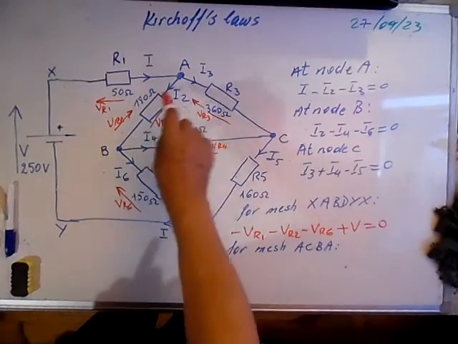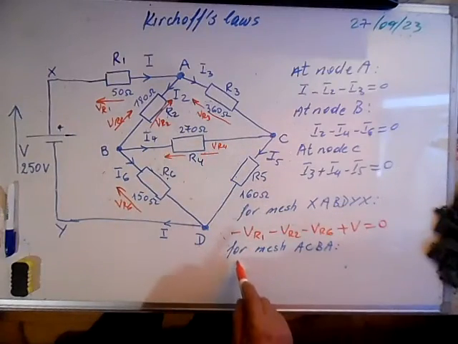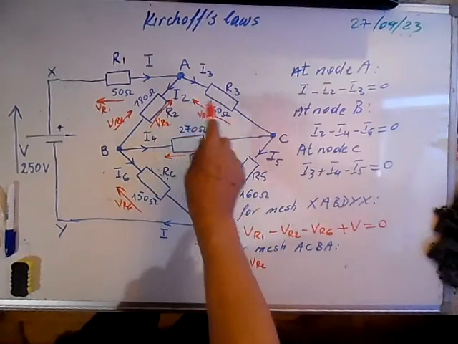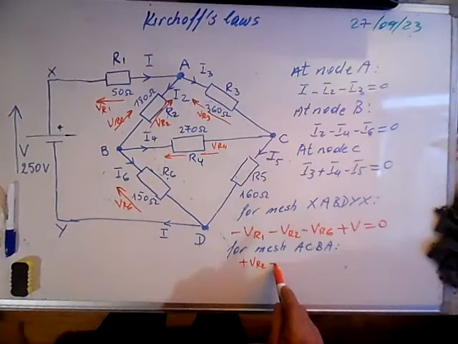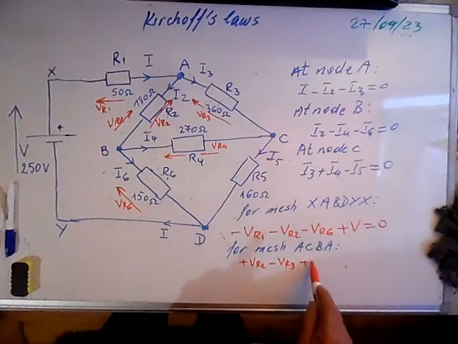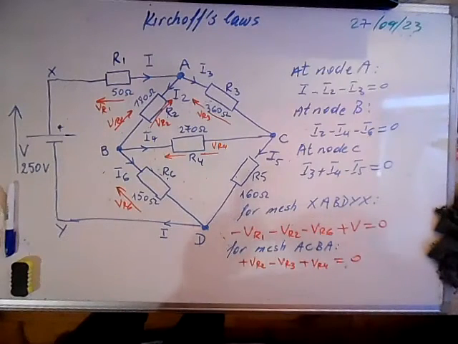So if we go clockwise, this will be plus VR2. Here we're going from plus to minus, we write minus VR3, and here we're going from minus to plus, we write plus VR4, and it's equal to 0.